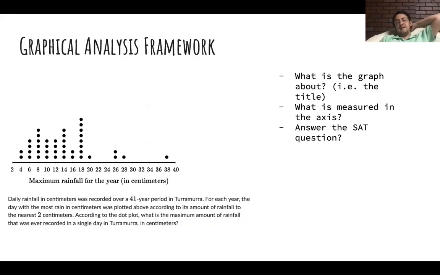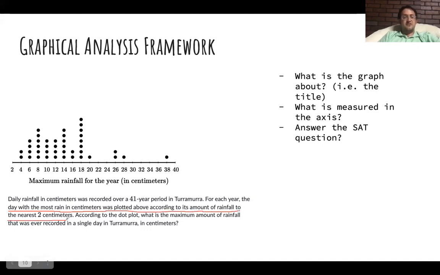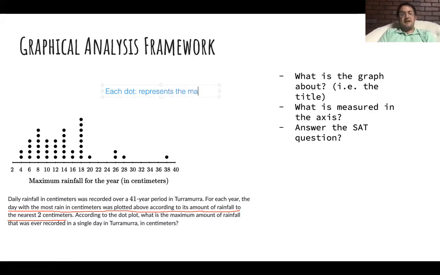Oh, and then this one is a graphical analysis. It gets a little nitpicky here. It says daily rainfall in centimeters was recorded in a 41-year period in Turramurra. For each year, the day with the most rain in centimeters was plotted above according to the rainfall to the nearest 2 centimeters. So each dot represents the maximum day rainfall total in a given year.